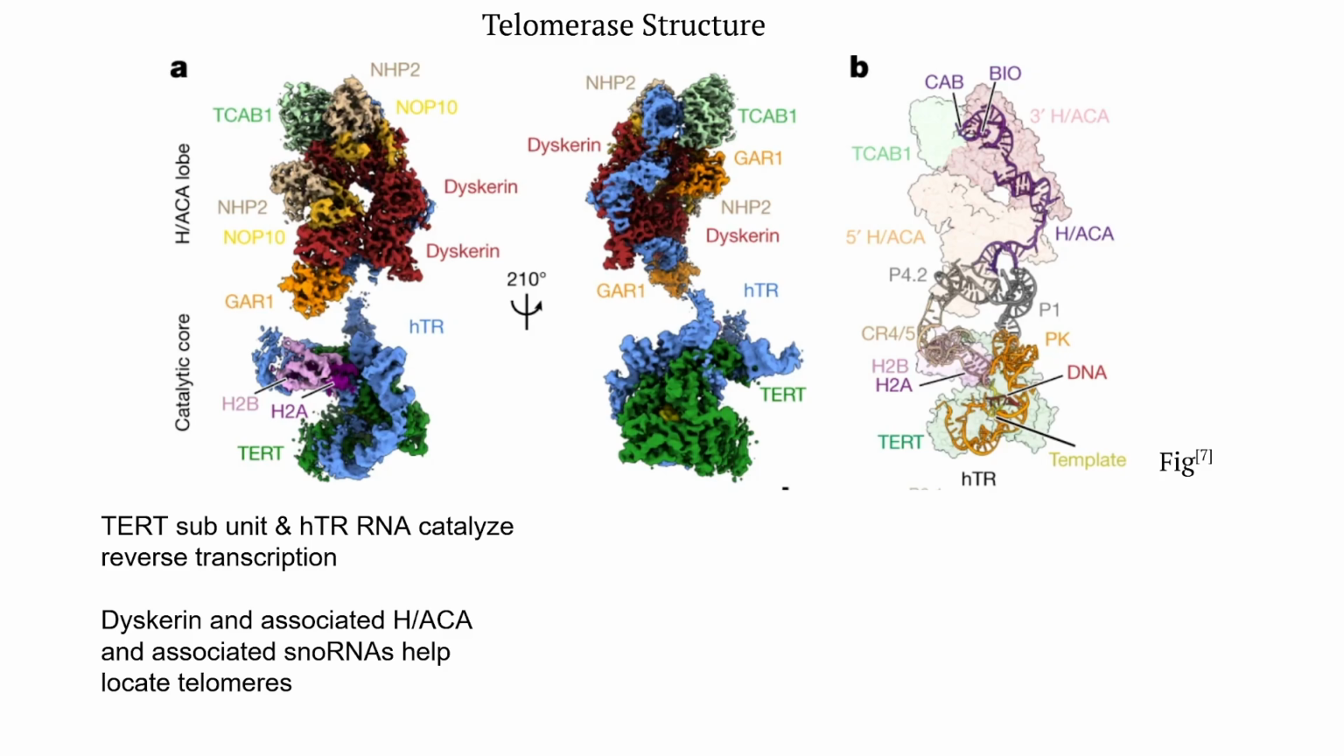The exposed part is the AAUCC we saw earlier, and a little bit of those extra exposed nucleotides. That's what binds the telomeres. The other parts, like dyskerin, NOP10, all just help identify and find the telomeres that the telomerase wants to bind to.